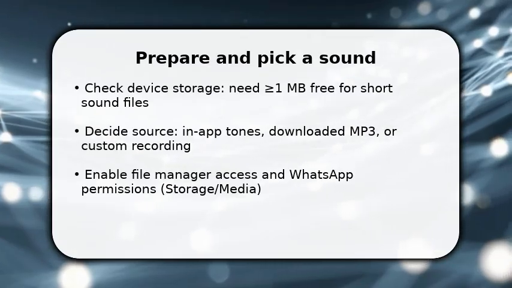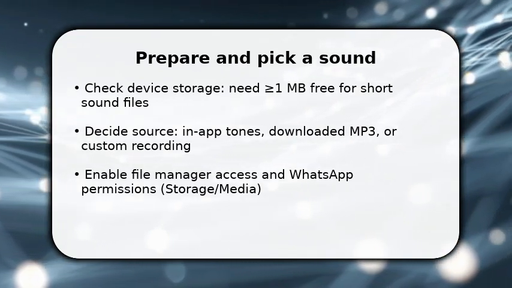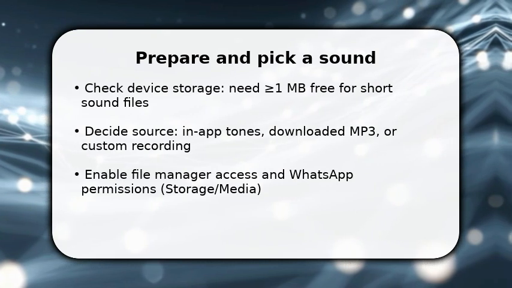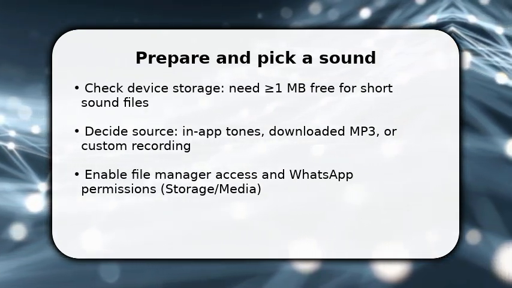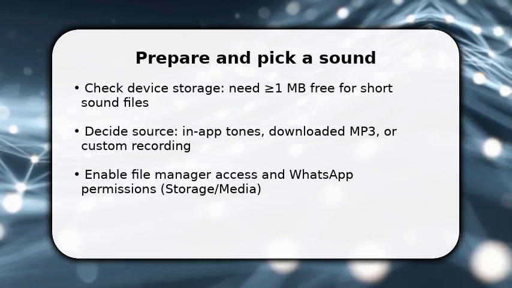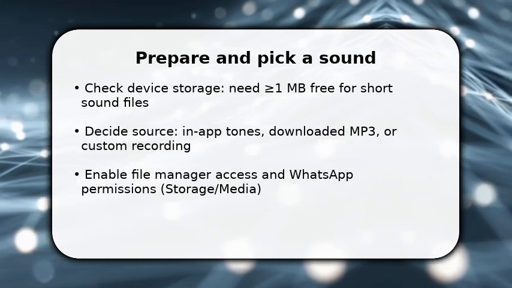You start by choosing the sound and making it available. First, confirm WhatsApp has storage/media permissions so files show up. Then pick a short MP3 or M4A. Under 10 seconds is ideal for notifications. If recording, record at 44.1 kHz and export as MP3.